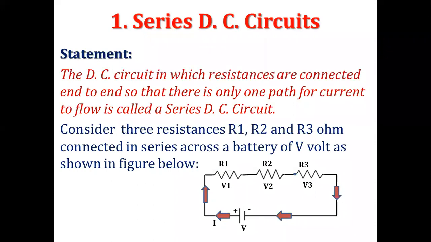The statement of a series circuit is: the DC circuit in which resistances are connected end to end, so that there is only one path for current to flow, is called a series circuit. It is called a series DC circuit. Here one resistance is there. How many ends are there? One end, second end. This second end is connected to the first end of the second resistance. Next, this second end is connected to the first end of the next resistance. So end to end, this end to this end, this end to this end, that one we are going to call a series circuit.